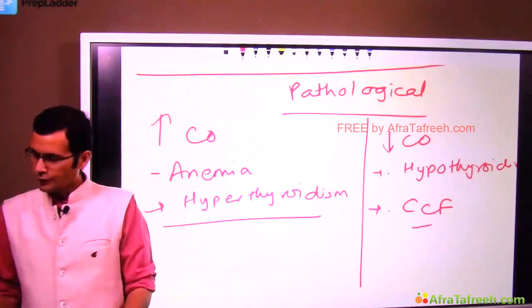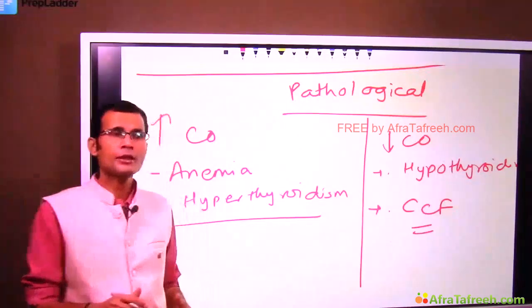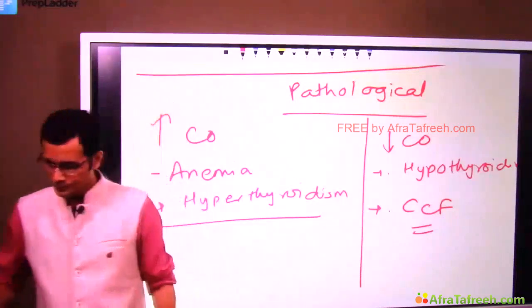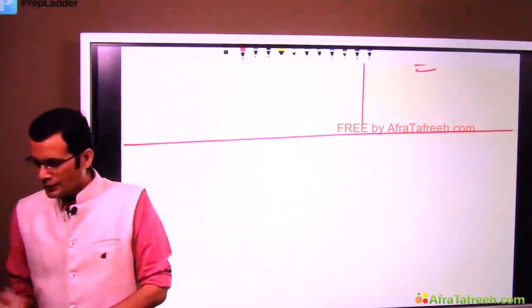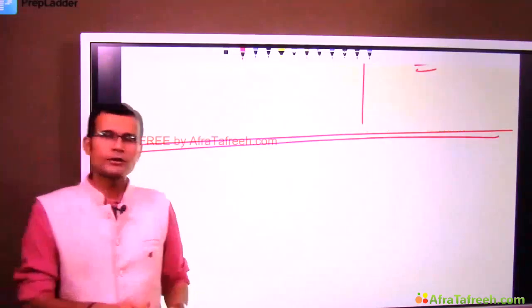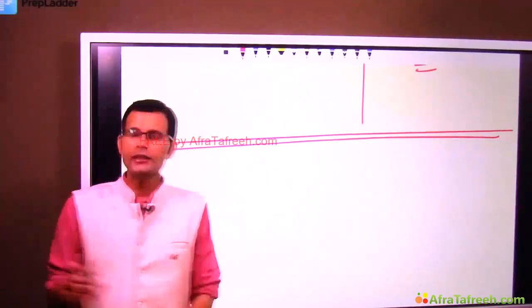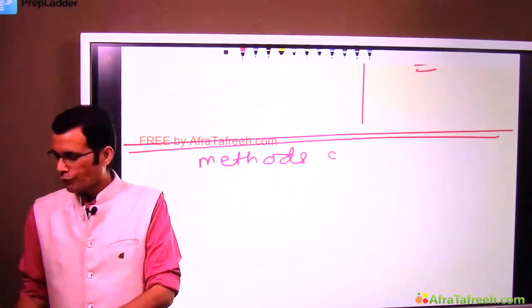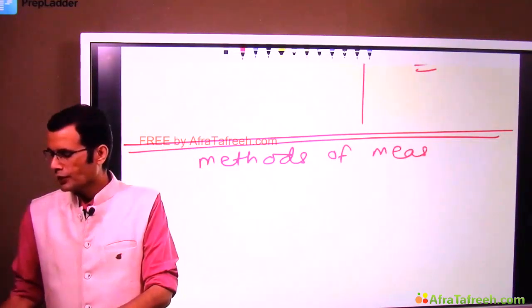Congestive cardiac failure. Heart failure is a condition in which there is a pump failure. So stroke volume goes on decreasing. These were the factors influencing the cardiac output. Now finally, we will discuss the methods of measurement of the cardiac output.